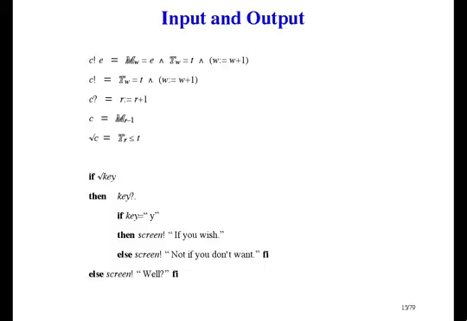Here's a sample program just to see how they look. If there is any input on channel key currently available, then read it. And if the key we just read is the letter Y, then output this text to channel screen. Else output some other text. And if there's no input available on channel key, then print a prompt on channel screen.